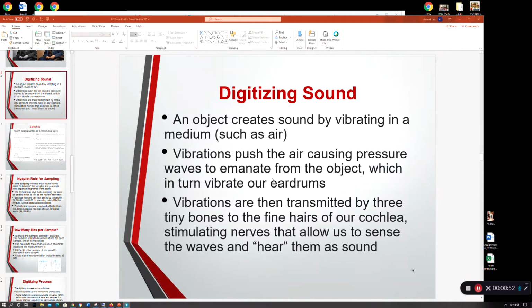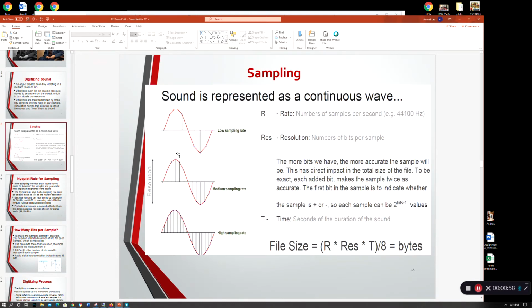So let me go to here. So here you can see a sound wave. And the first concept we're going to talk about for today is basically sampling. Okay, so you can see up here at the top what they call low sampling rate. Sampling is like these vertical lines that you see here.